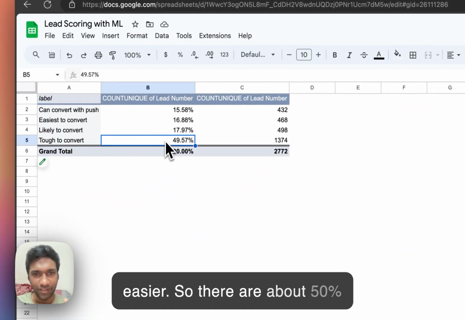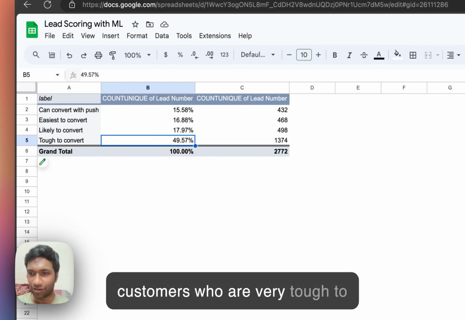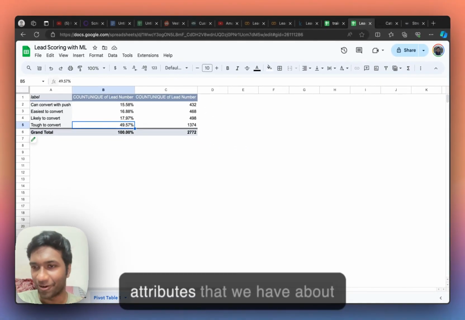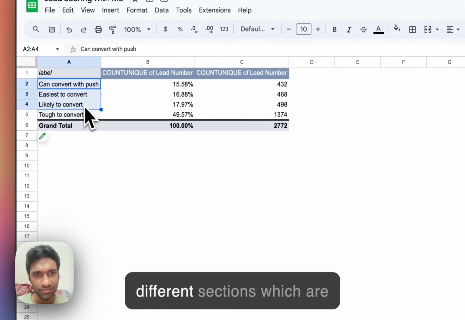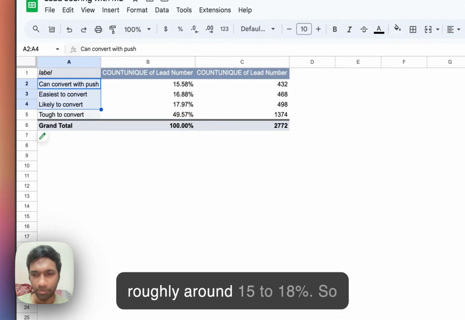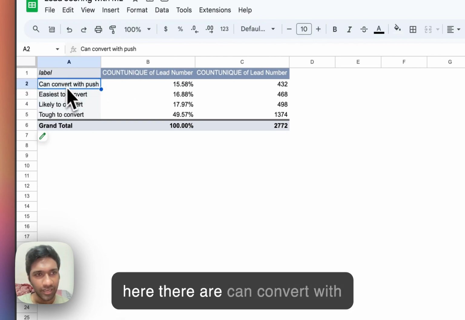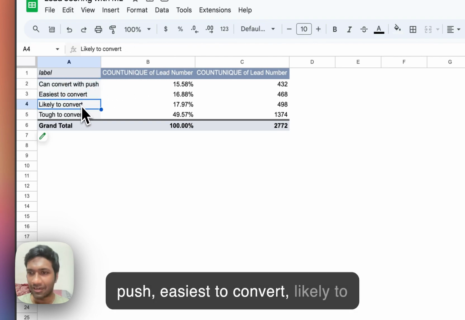So there are about 50% of customers who are very tough to convert based on the data or attributes that we have about them. And then there are 3 different sections which are roughly around 15 to 18% each. So here there are can convert with push, easiest to convert, likely to convert.